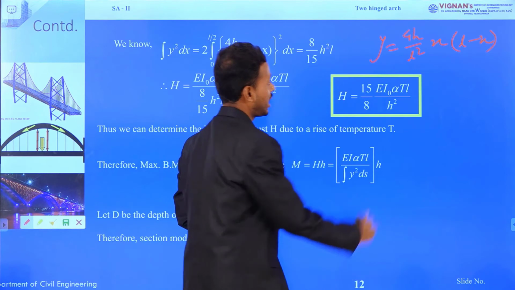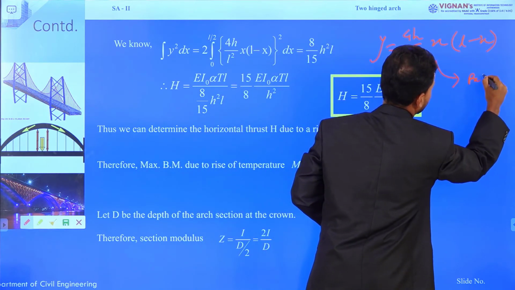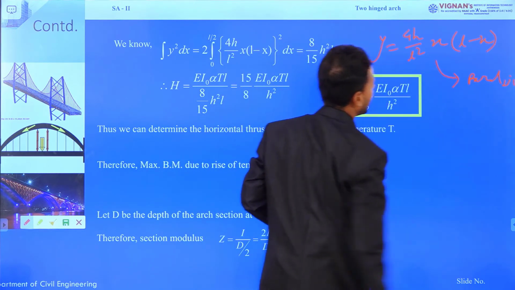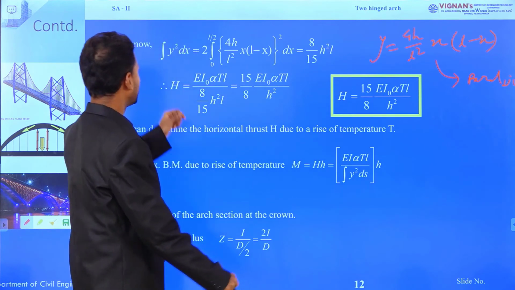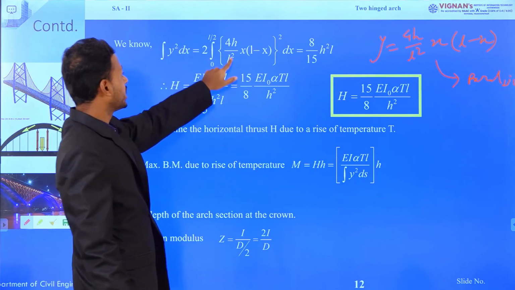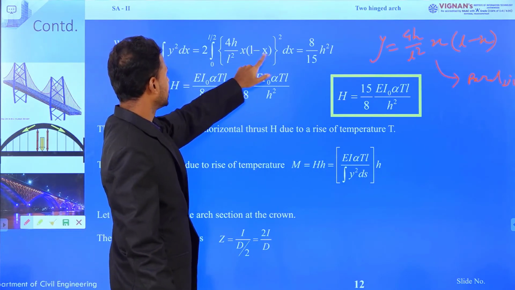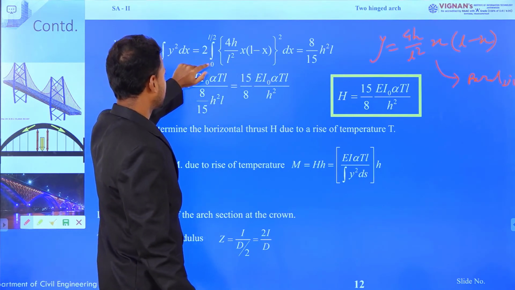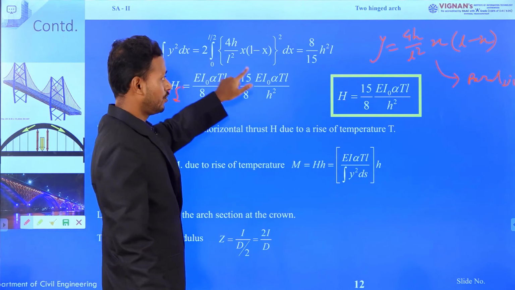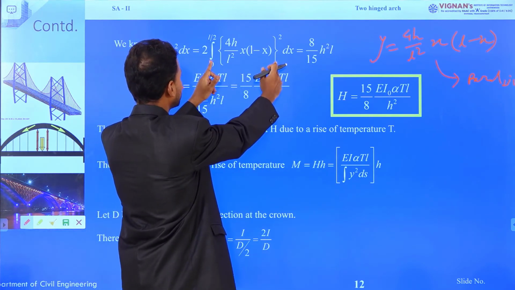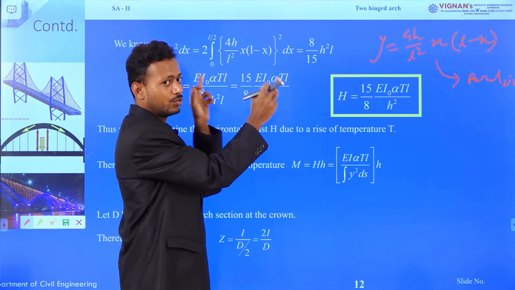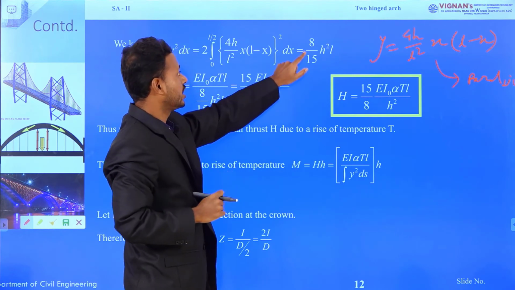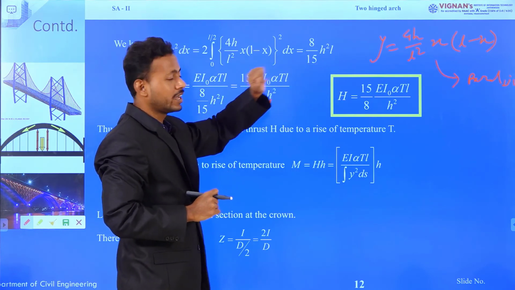This is for a parabolic arch. Okay. So we will put the value of y, 4h by L square x into L minus x, whole square into dx. So if we do the integration 0 to L and multiply it by 2, this is the half span integration, and multiplying by 2 we will get the full span integration. So we will get finally 8 by 15 h square by L.